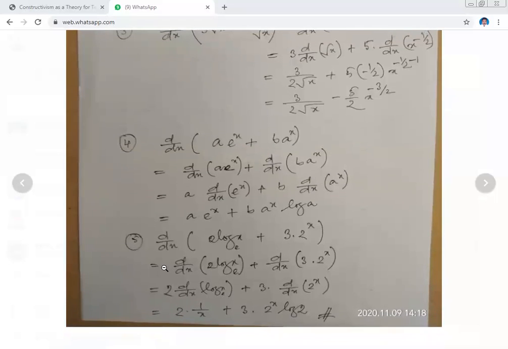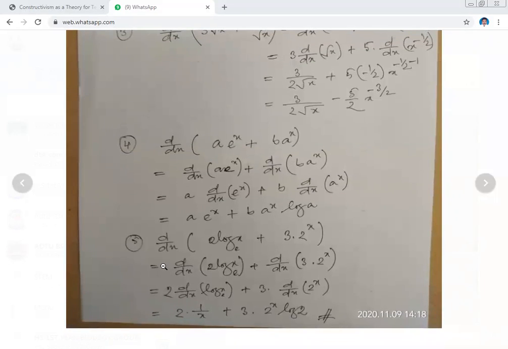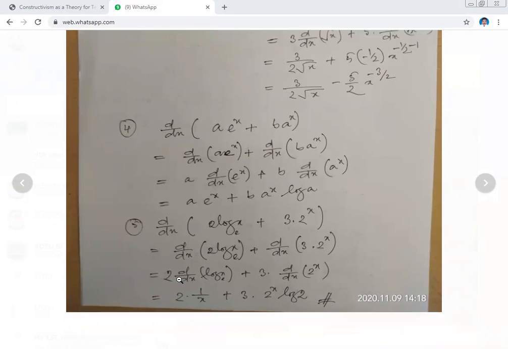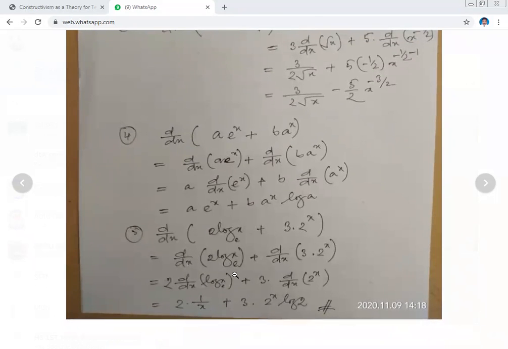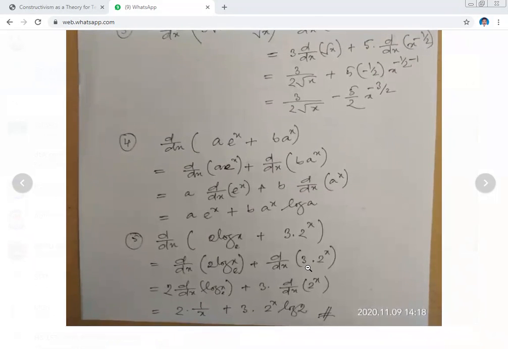And now in the last example, you see the differentiation of 2 log x plus 3 into 2 to the power x. As per the formula, we can take d/dx of the first, that is 2 log x, plus d/dx of the second, that is 3 into 2 to the power x.